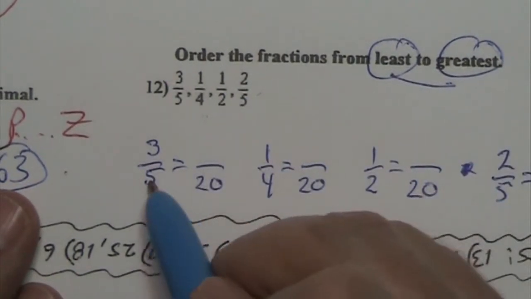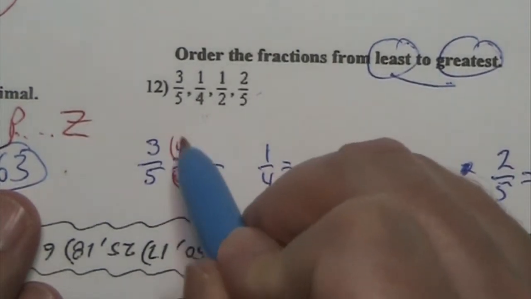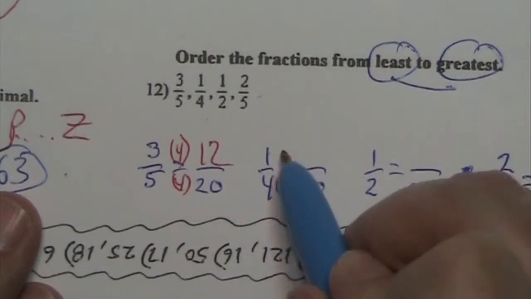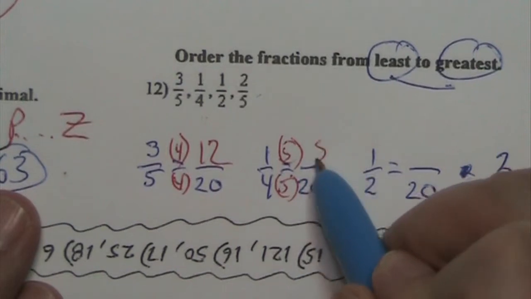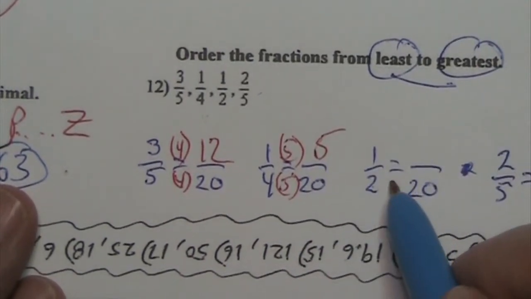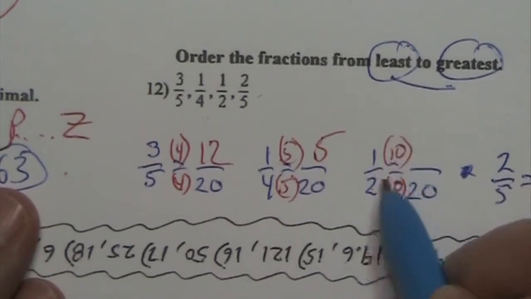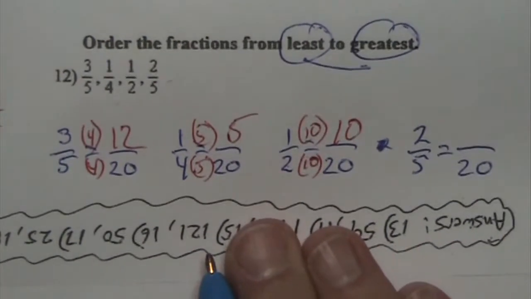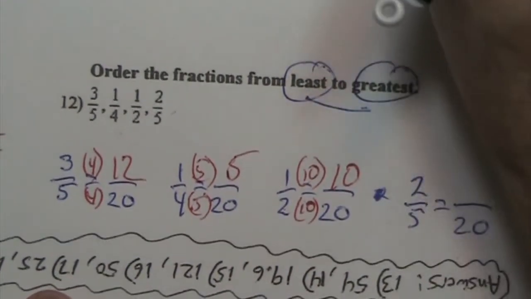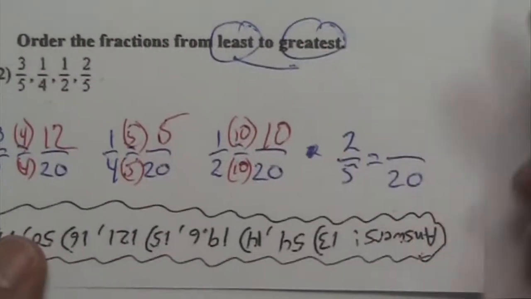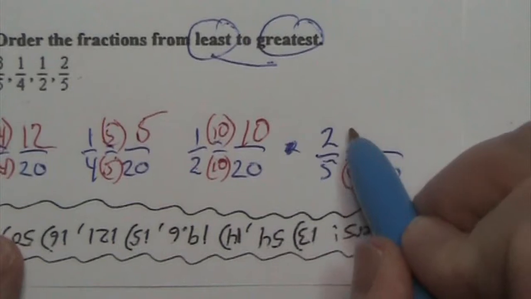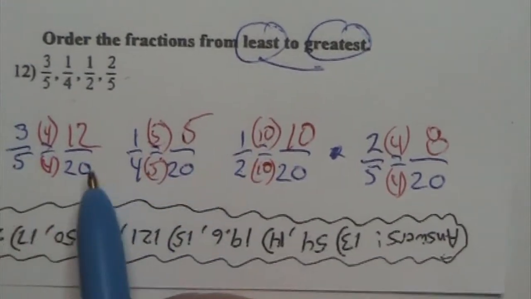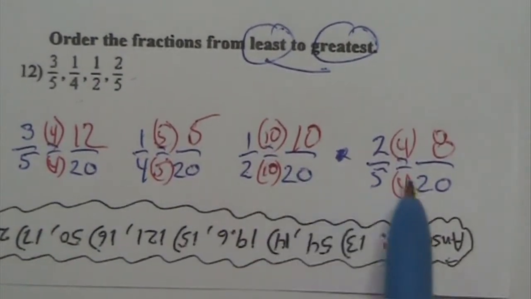Technical difficulty. So let's see, 5 goes into 24, so 3 times 4 is 12. 4 goes into 25, so 1 times 5 is 5. 2 goes into 10, so 1 times 10 is 10. See, all I'm doing is scaling it up, and the denominator has to be 20. We have to keep the denominator the same so we can compare them. All right, and on this one here, 5 times 4 is 20, so 2 times 4 is 8. All we did is scale everything up so that it matches up with the denominator being 20.